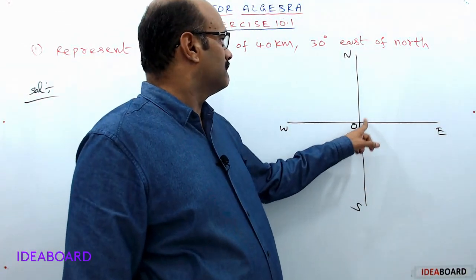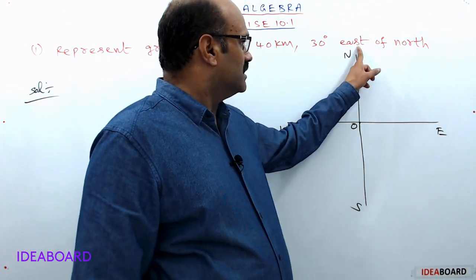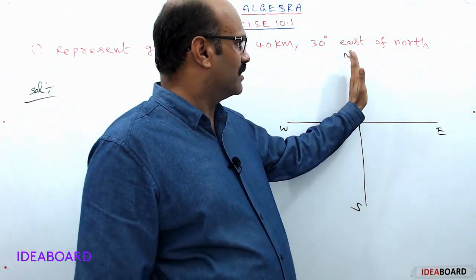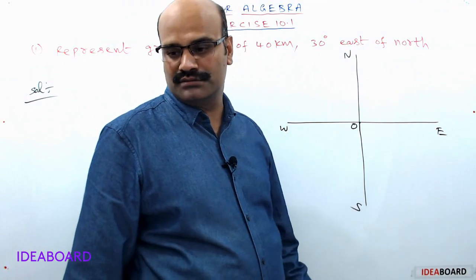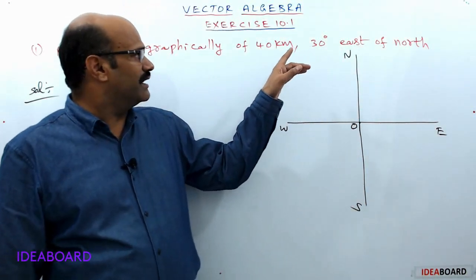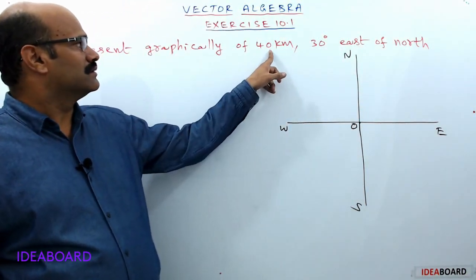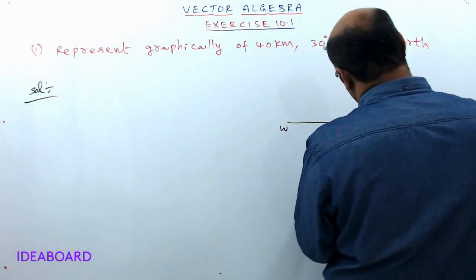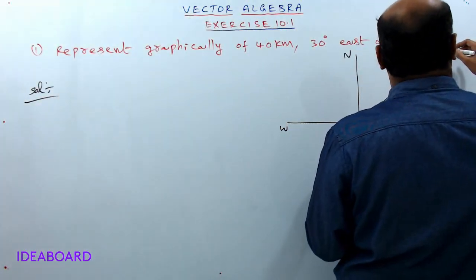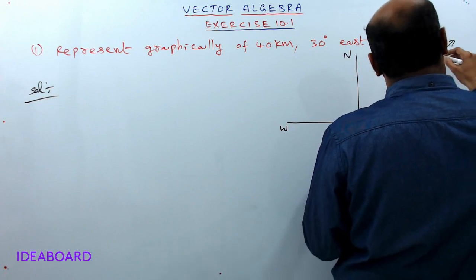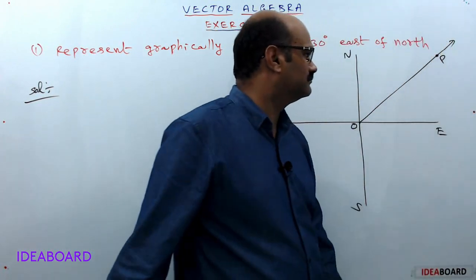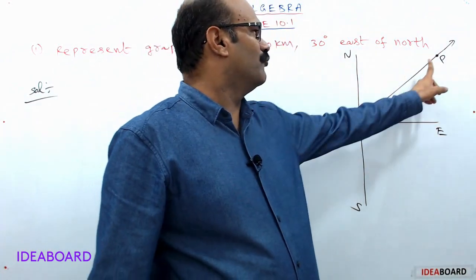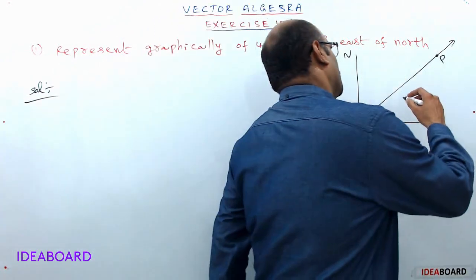Here, east of north means we have to take from north to east. It's given that 40 kilometer. So the length of the vector is 40 kilometer. Let us take this point P. The length of OP equals 40 kilometer.